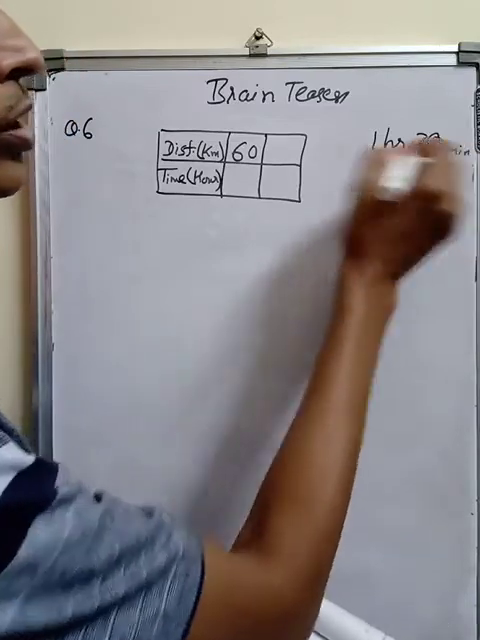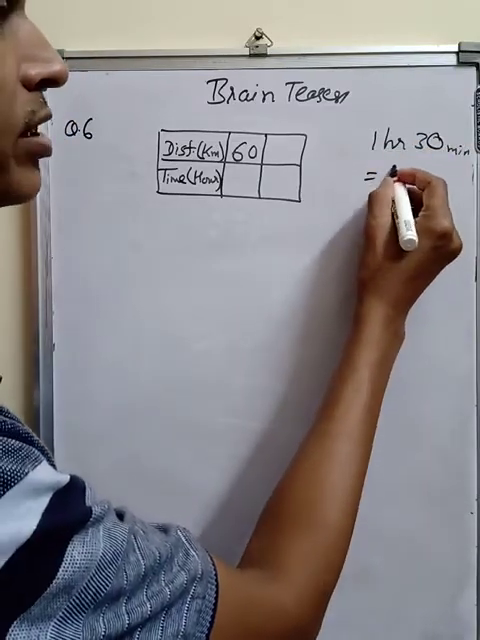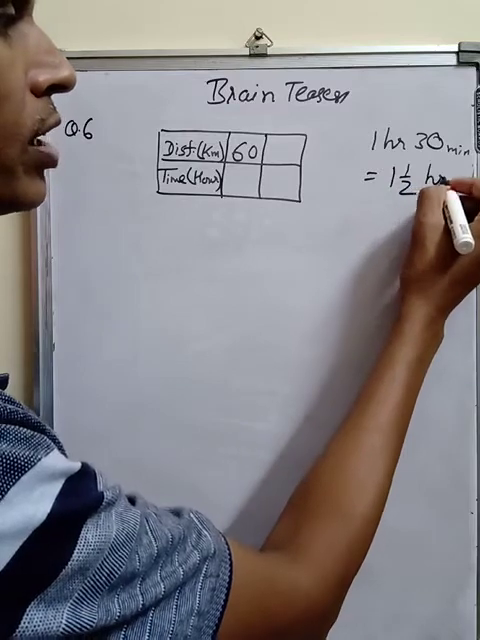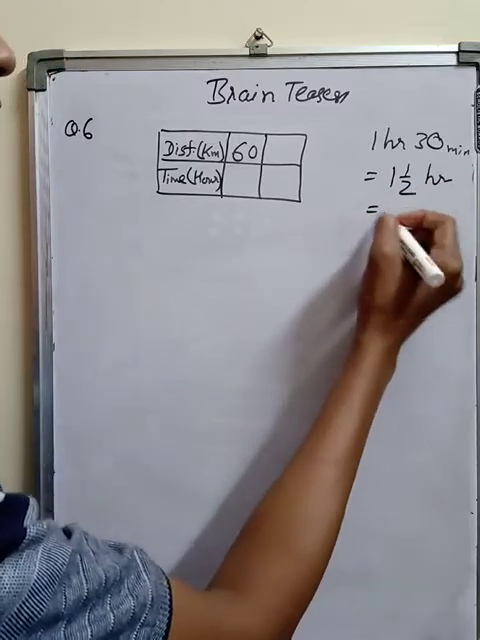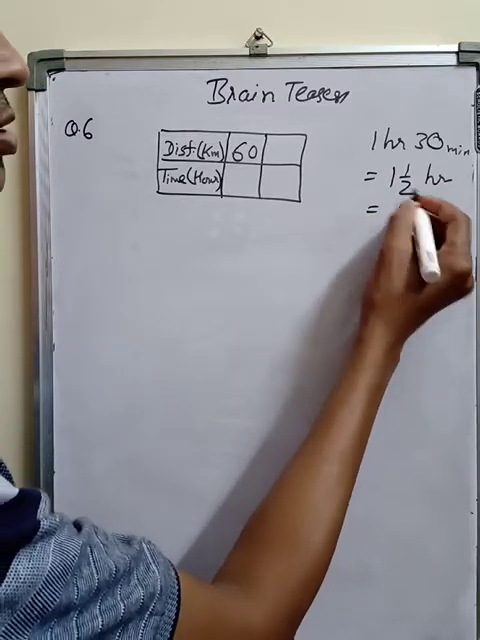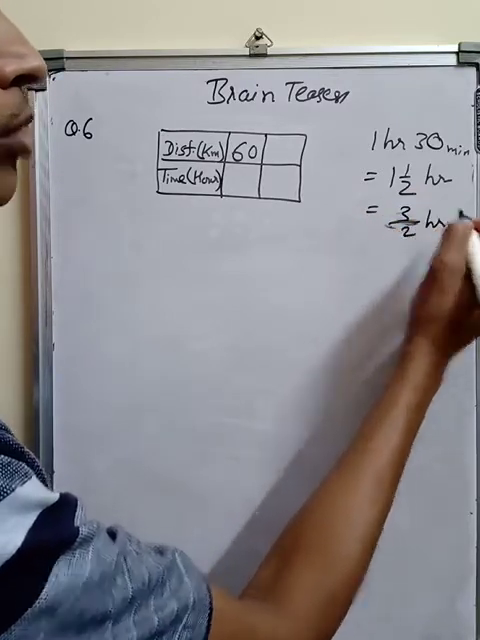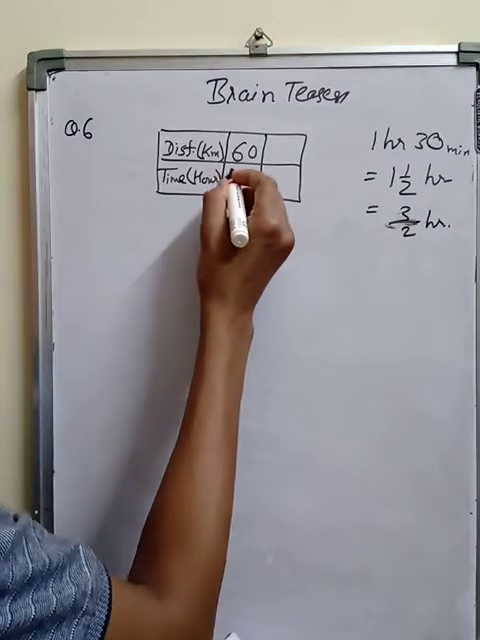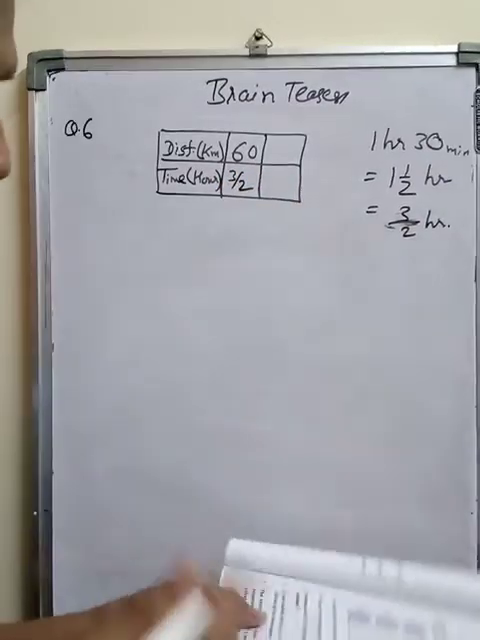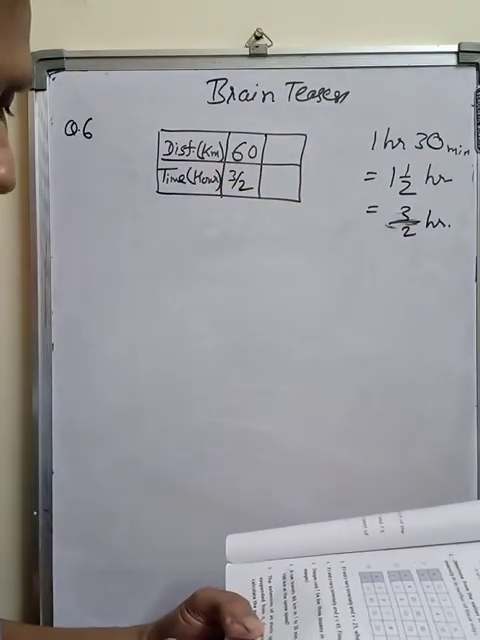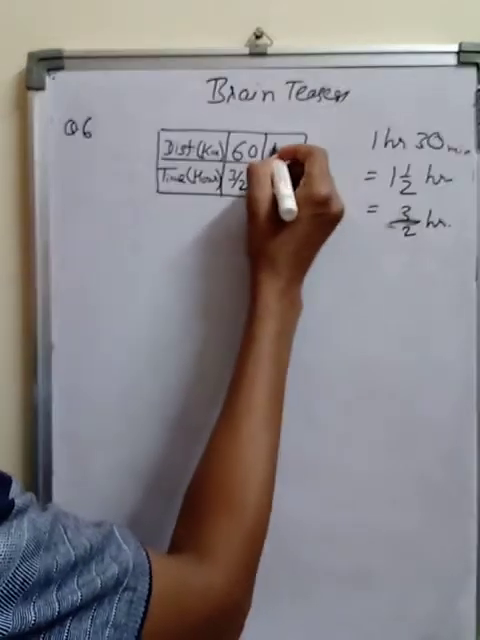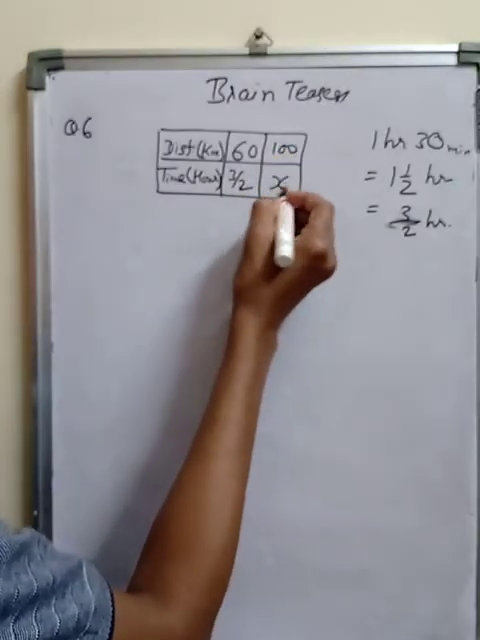There are 2 units here. So this can be written as 1.5 hours. It means, how can we write this? 3 upon 2. We can write 3 upon 2 hours. So this will be converted this way. So 3 upon 2 hours, and distance 100 km, and here we will write x.